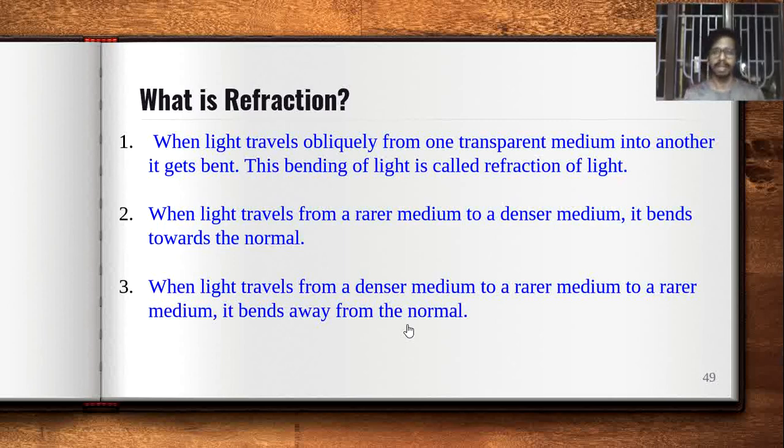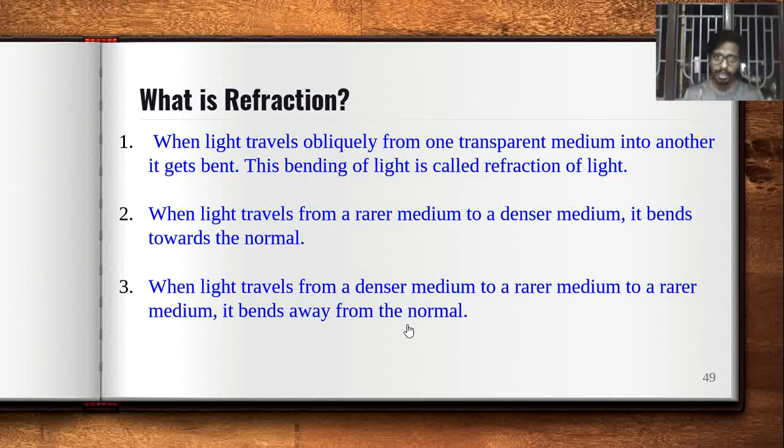Remember in the first lecture I told that light travels in a straight line, provided it travels in one medium. What is a medium? Medium is like air, water, glass, all those transparent parts. In each medium the light has a constant speed. Suppose in air its speed is v1, in water it will be v2, and in glass it will be v3.